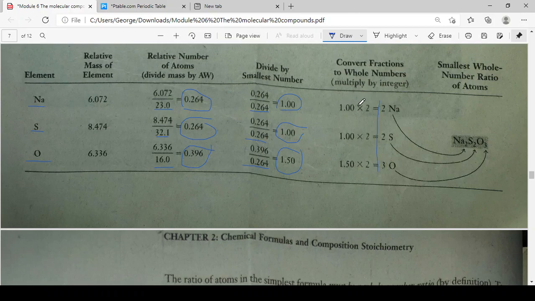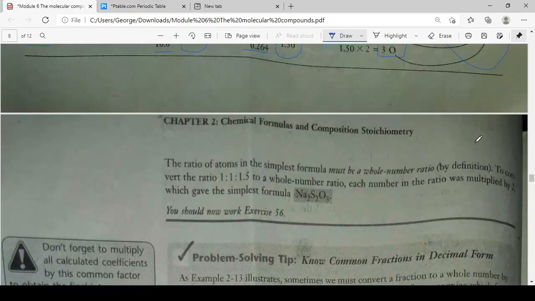So, 1 multiplied by 2 becomes 2, right? The other 1 multiplied by 2 is also 2. For 1.50, what can I multiply it by to get a whole number? Can it be 2? Of course, we multiply by 2. Therefore, 1.50 times 2 is equal to 3. Okay? And that is how you get your smallest whole number ratios. So that is how simply you get your simplest formula.